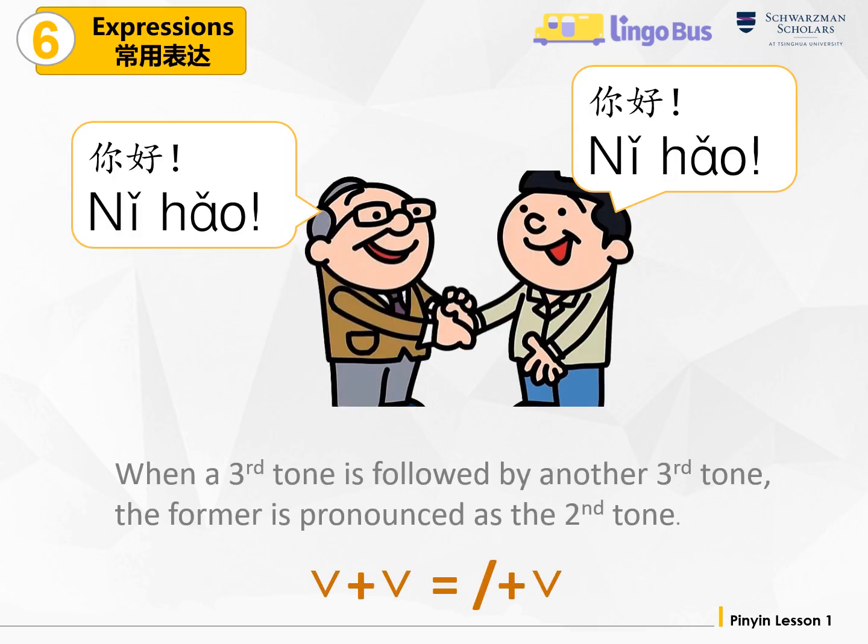How do we greet people in Chinese? There are many ways to greet people. Today, we are going to learn that when you first meet people, you can say, nǐ hǎo. The literal translation is, you good? They are both third tone words. When a third tone is followed by another third tone, the former is pronounced as the second tone. So the first word nǐ is changed into the second tone. Listen and follow me, please. Ní hǎo. The response is also, nǐ hǎo.